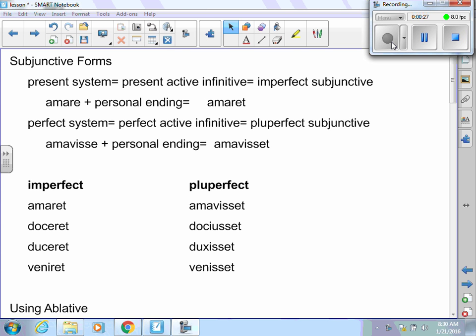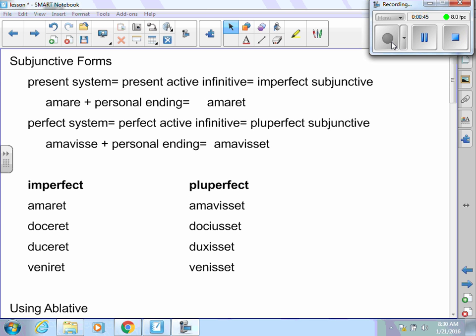Perfect system, we have the perfect active infinitive, which is going to give us the pluperfect subjunctive. So if I take amavi and I add isse, amavisse, then I give it a personal ending, it gives me amavisset. And from there I have the pluperfect subjunctive.